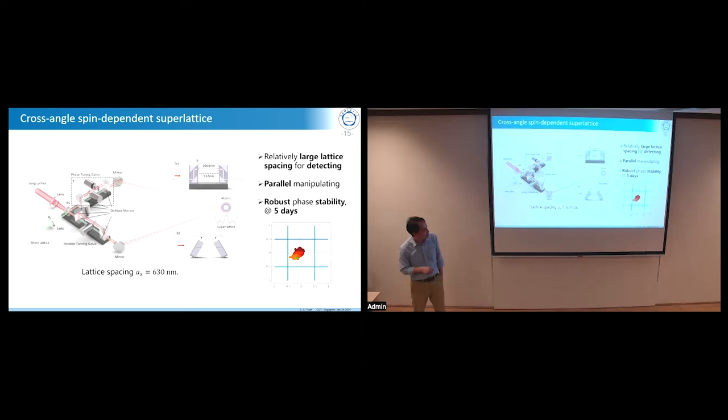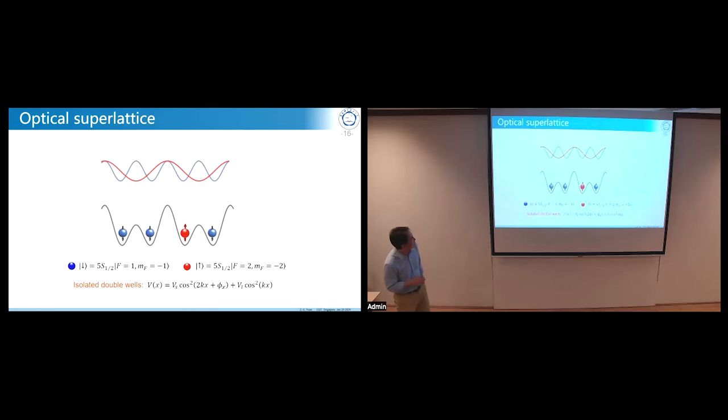We can see that this is one cell of the lattice, which means the lattice constant is 630 nanometers. We focus on that for 5 days, and we can see the phase shift of the single atom within 5 days. The drift of the atom is always within a single lattice constant.